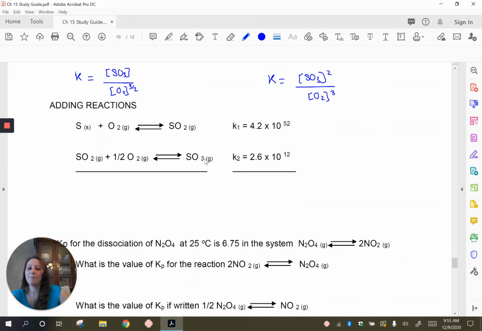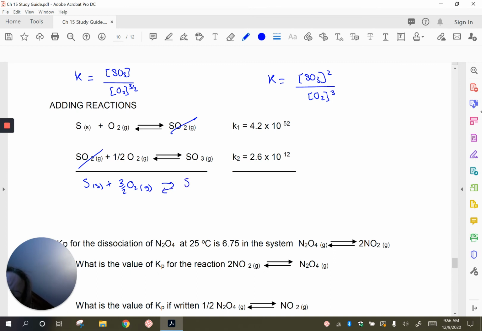Okay, what if I'm adding reactions? So if you add these reactions, let's try to do that. I see SO2 here and SO2 here, they cancel. So S solid plus 1 and 1/2, which is 3/2 O2 gas, yields SO3 gas. So when I add these two reactions, I get this overall reaction.